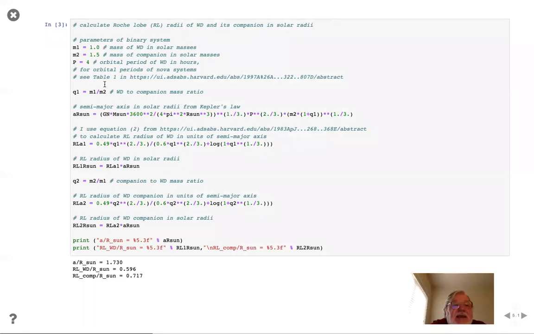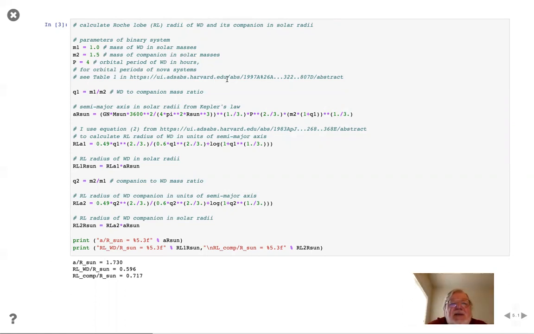Here, for instance, you can provide your own parameters. Here I choose a mass of the white dwarf of one solar mass. This is, for instance, for a carbon-oxygen white dwarf. The mass of the companion is 1.5 solar masses. The orbital period of the white dwarf around its main sequence companion is 4 hours. This is a typical orbital period for white dwarfs in nova systems. They are also called cataclysmic binaries, nova systems.